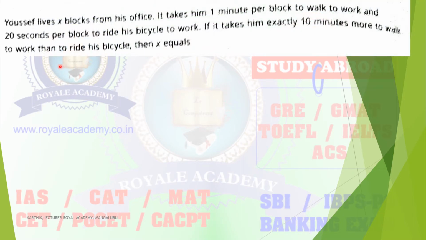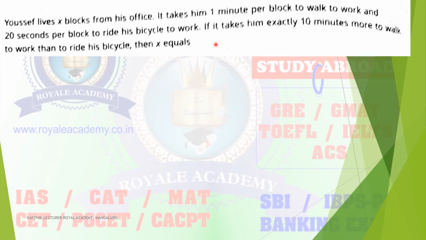Next problem: Yusuf lives X blocks from his office. X blocks, we don't know how much X is. It takes him 1 minute per block to walk, so 1 minute is required if he walks from one block to another. And it takes 20 seconds per block to ride his bicycle to work. If it takes him exactly 10 minutes more to walk to work than to ride his bicycle, then find X.